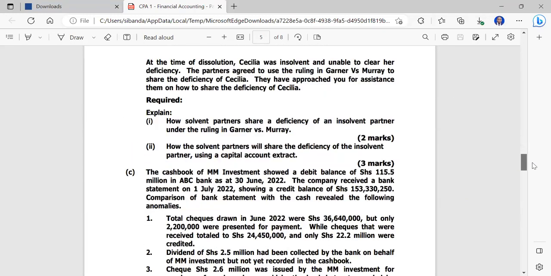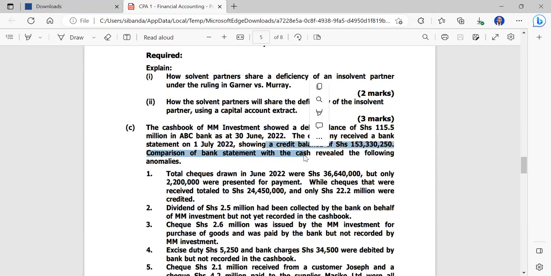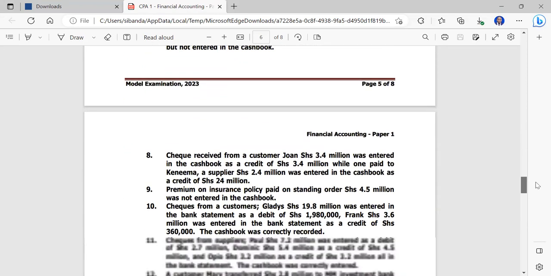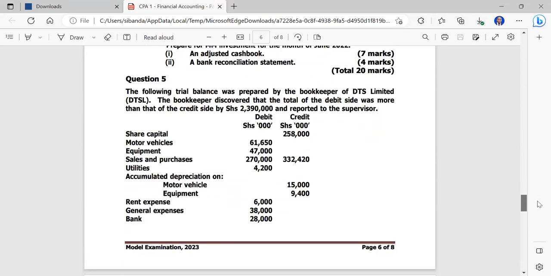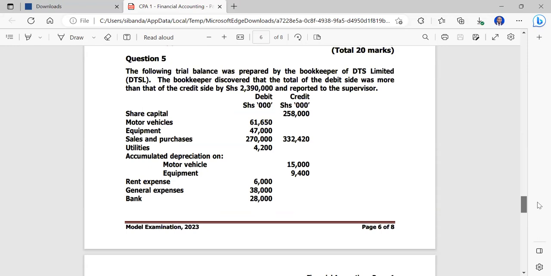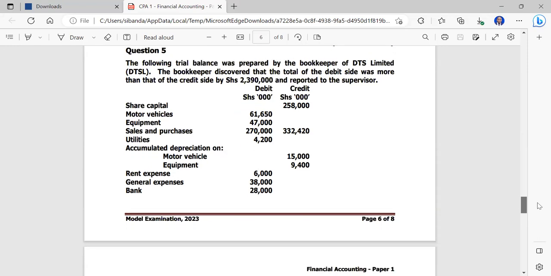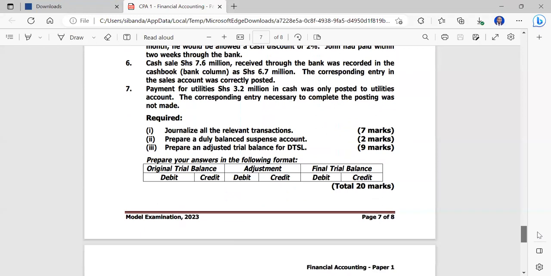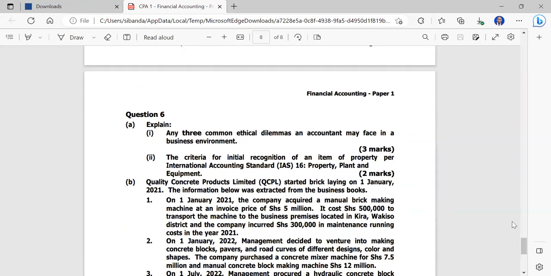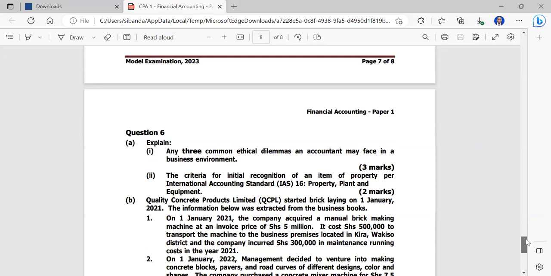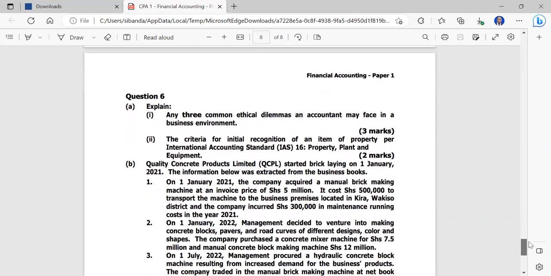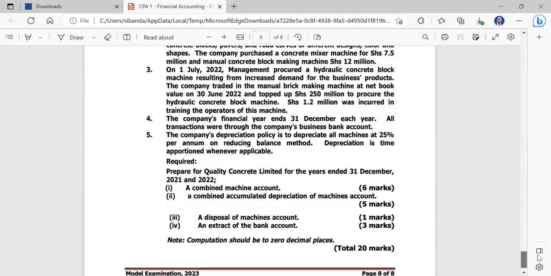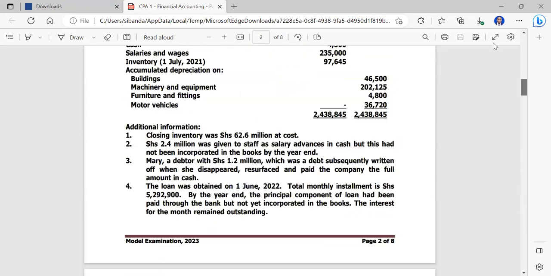They're giving you a question on partnerships. And then the next thing they're giving you is a question on bank reconciliation. And then the next thing, they're saying the bookkeeper discovered the total debit was more than the credit by this amount. They're giving you a question on suspense accounts. And lastly, question 6 here, they're giving you ethical dilemmas and a question with details on aspects of depreciation. And that is how the question paper, the mock exam, is.